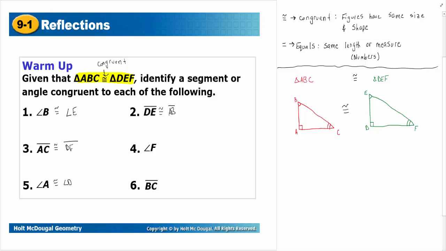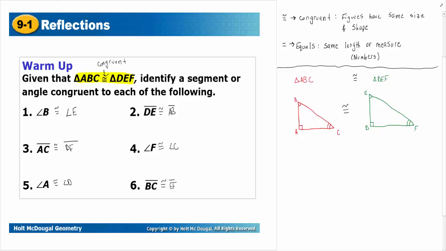Next up, we have angle F. Angle F is my second triangle. It's the last letter for the last vertices, so that matches with C, but your picture matches that as well. F has the 2 arcs, C has the 2 arcs. So angle F is congruent to angle C. And finally, BC. BC is the hypotenuse of that first triangle, so EF would match it. So it's congruent to segment EF.